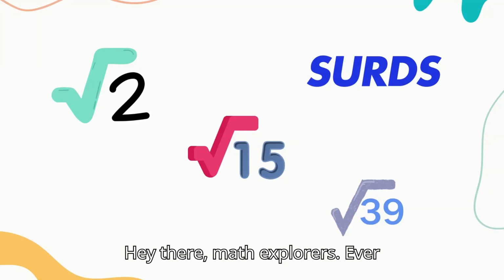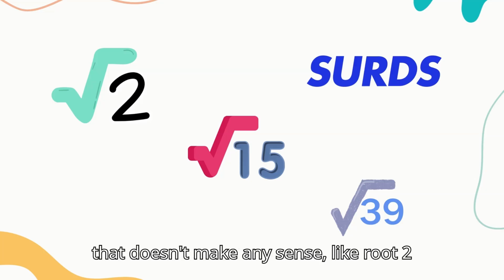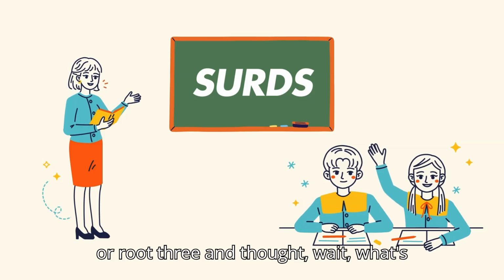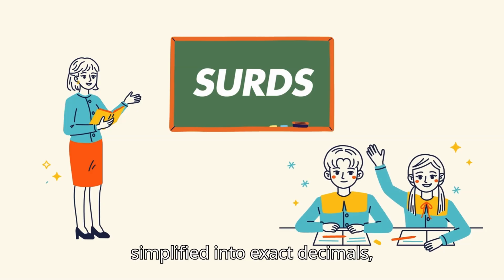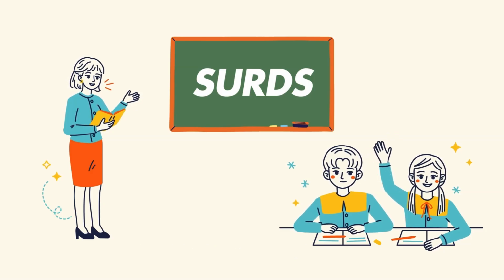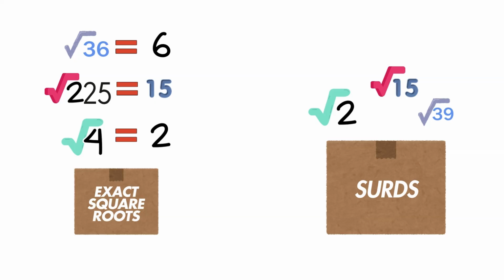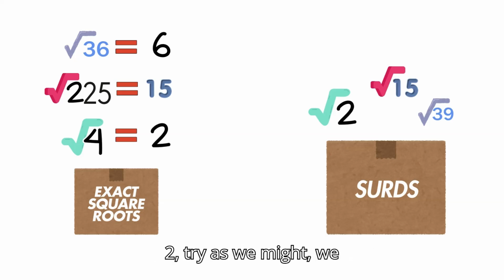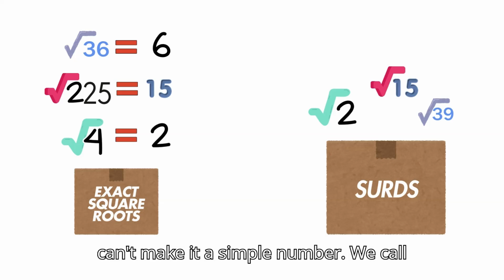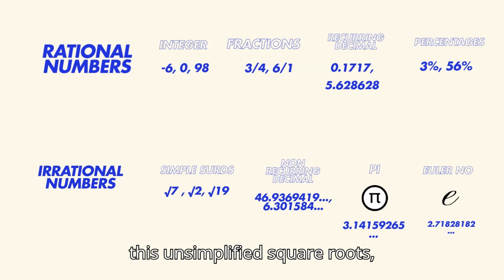Hey there, math explorers! Ever come across weird square roots that don't make any sense, like root 2 or root 3, and thought, wait, what's that? Surds. Surds are numbers that can't be simplified into exact decimals. This one here, root 4 equals 2, perfectly tidy. But this one, root 2, try as we might, we can't make it a simple number. We call these unsimplified square roots surds.